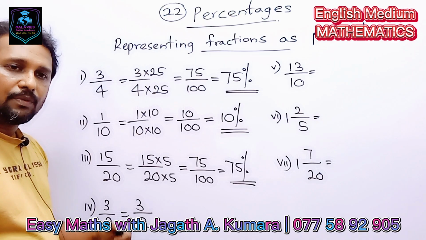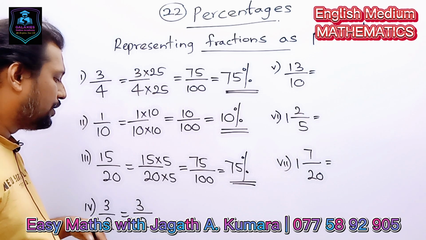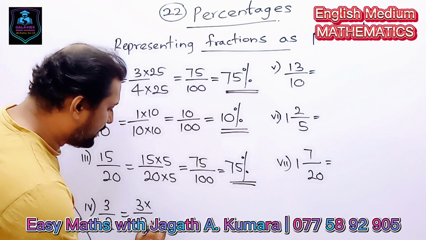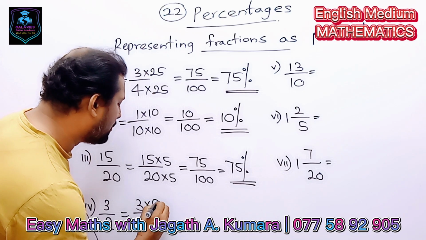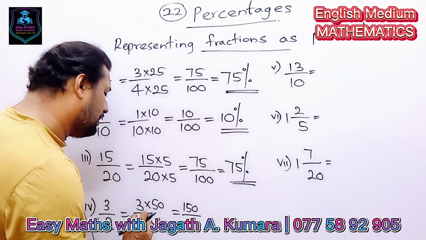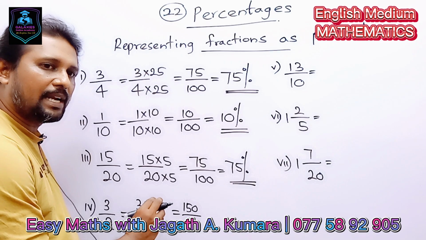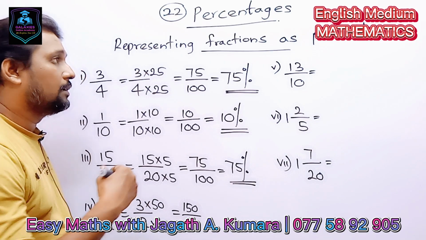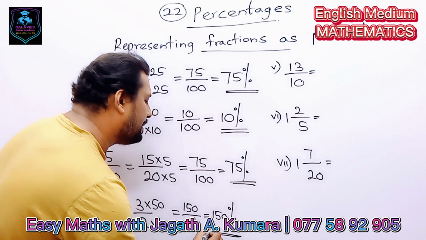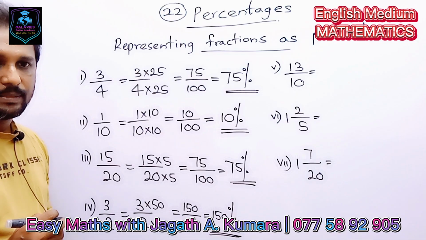Denominator is 2. We want to convert into 100. So this fraction, both numerator and denominator, you have to multiply by which value? Yes, 50. 3 multiply 50, 150. 2 multiply 50, 100. If the denominator is 100 of a fraction, you can write it as the percentage. So the answer, 150%. Right? It is the fourth part.